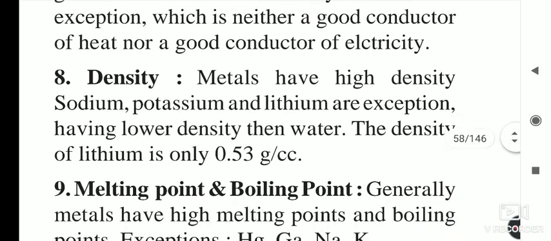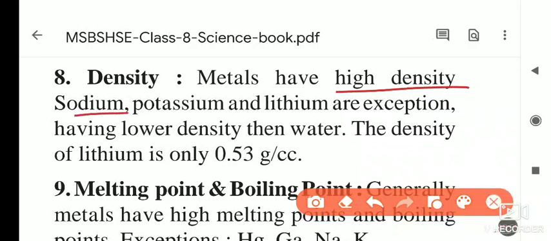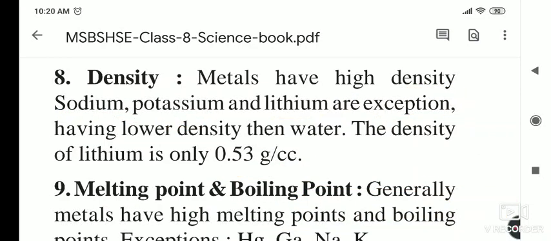Next point is density. Metals have high density. Sodium, potassium and lithium are the exceptions, having lower density than water, and the density of lithium is only 0.53 gram per cubic centimeter. Cc is for cubic centimeter, and g per cubic centimeter is the long form of it. So all metals have high density, but which are the exceptions? Sodium, potassium and lithium.